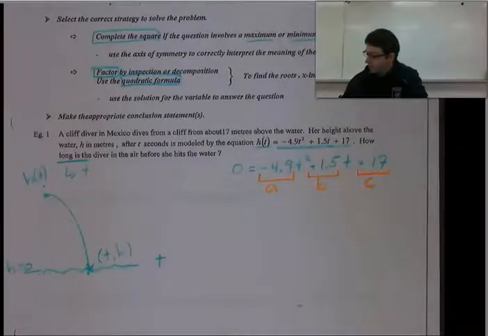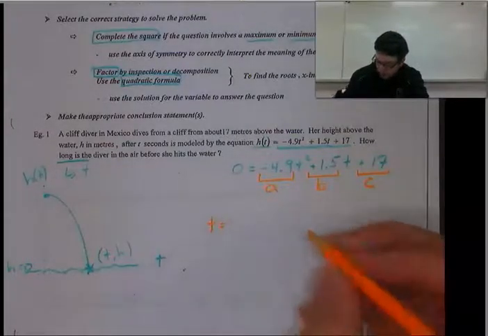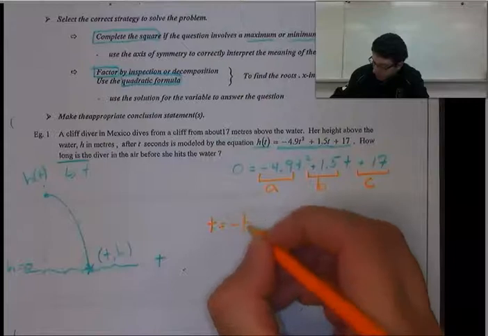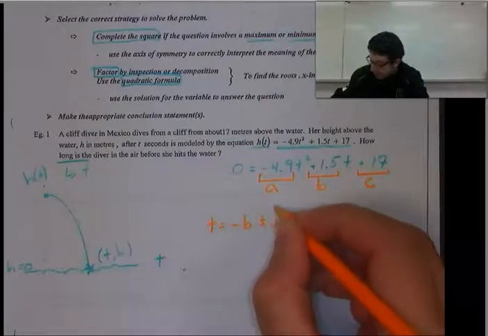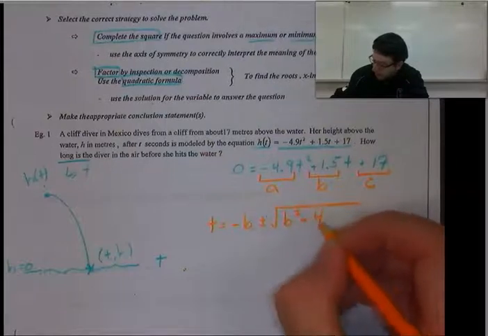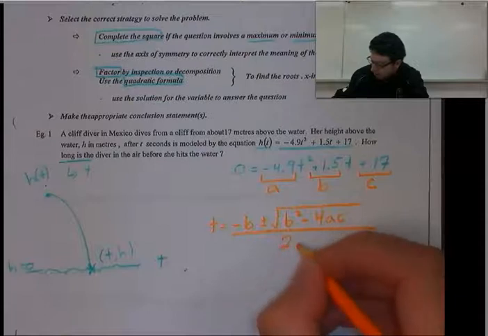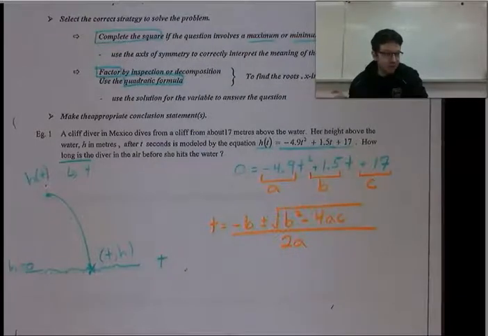So let's apply the quadratic formula. So t equals minus b plus or minus square root of b squared minus 4ac all over 2a. And we've done this before. This won't be too bad.